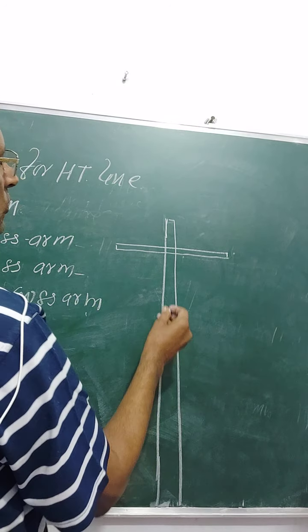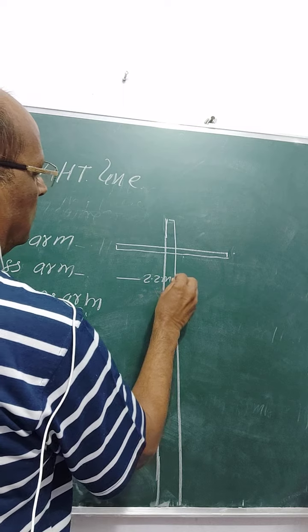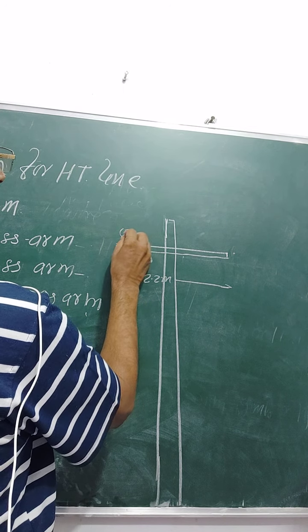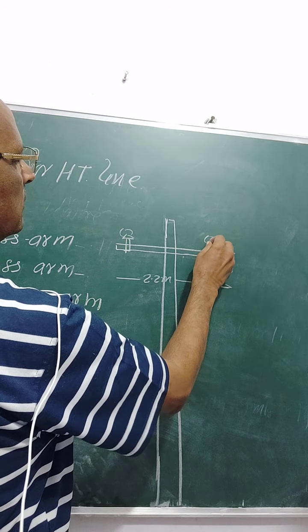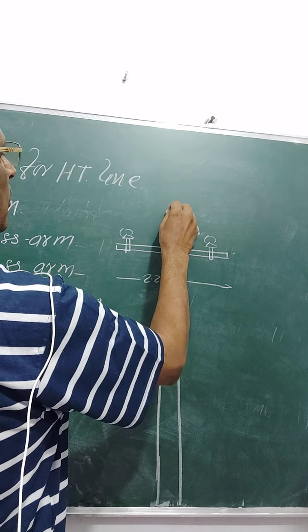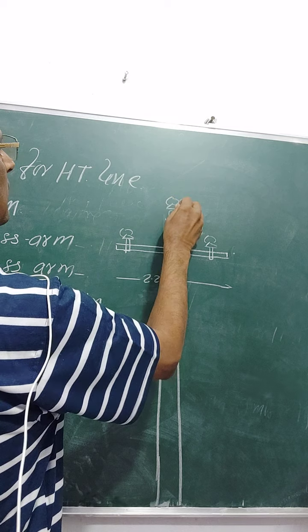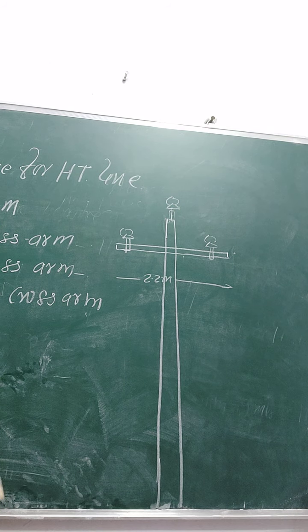This is normally 2.2 meter long, and here we can put the pin insulators, and this is a top clamp on which we put the insulator of the top. So this is the diagram of H cross arm HT line.